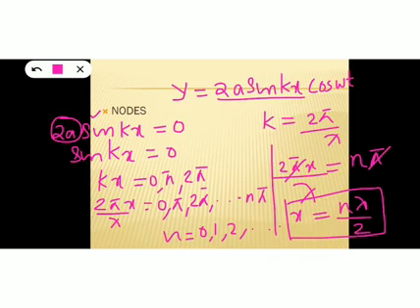n can take values 0, 1, 2, 3, etc. So this is the condition to obtain a node in a standing wave. When x is equal to n lambda by 2, you will get a node. x means the positions, the position at which you can see a node. So nodes can be obtained at positions x equal to n lambda by 2, where n can take values 0, 1, 2, 3, etc. Similarly, we can find out the condition for antinodes, at which position antinodes can be observed.